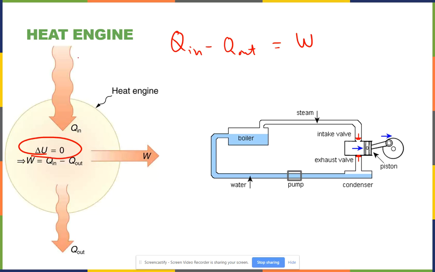Now, the heat in, we often call Q sub H, for the heat at high temperature. And the heat out, we often will call either Q sub C or Q sub L, for the heat at a cool temperature or the heat at a low temperature. So oftentimes you'll see this instead of heat in minus heat out, you'll see something like that. But what that's saying is the internal energy for a complete cycle has to stay unchanged.